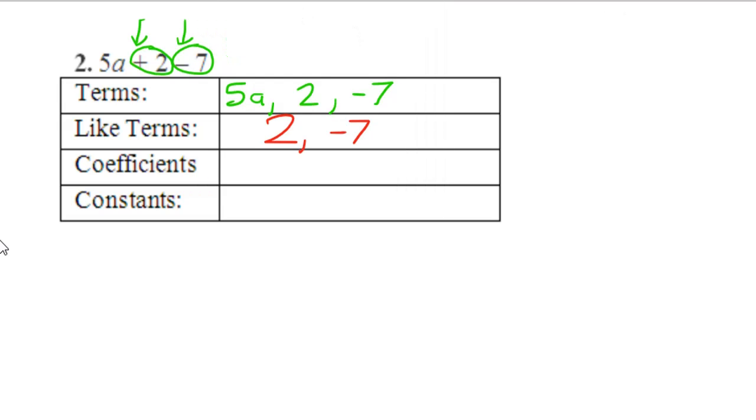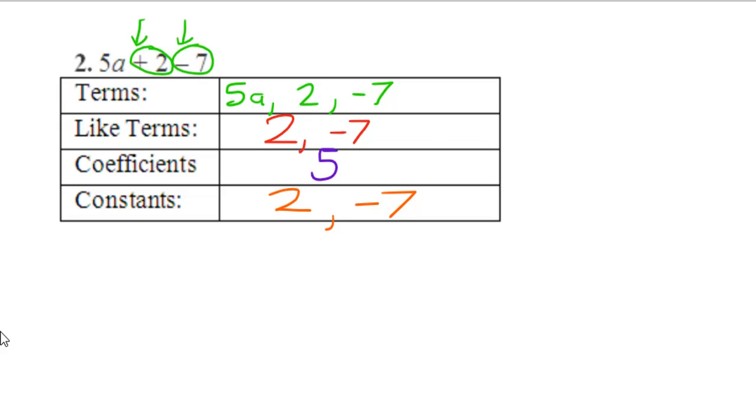Okay. Coefficients, remember coefficients, co-workers, they only work with variables. So my coefficient is just going to be 5 in this example, the only number that goes along with a variable. And then constants. Constants, again, constantly, they represent the same value constantly. So 2 is going to remain constant. It will always remain to be the value of 2. And negative 7 also is a constant. It will always be negative 7.